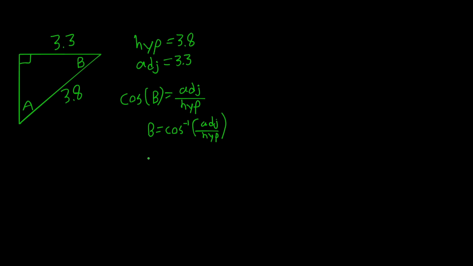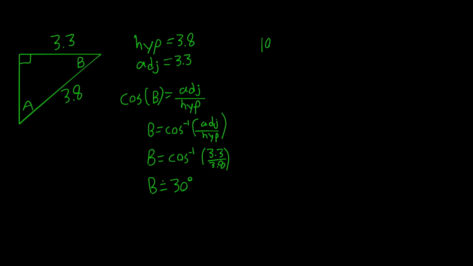Okay, so this gives me b is the inverse cosine of 3.3 over 3.8, or as a final answer, b is equal to 30 degrees. Now, to solve for the angle A, we could use the inverse SOH, right? In this case, because we know the opposite and hypotenuse, we would use sine. However, we could also use our angle sum theorem, if you remember that.